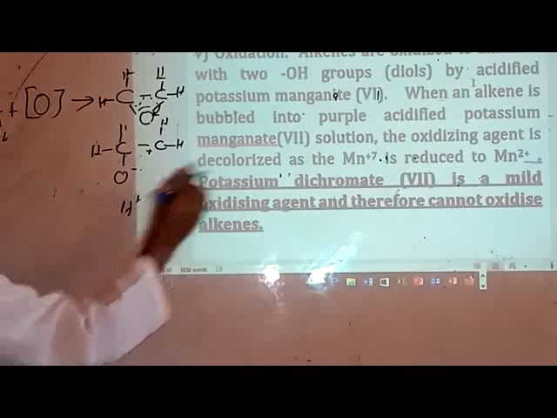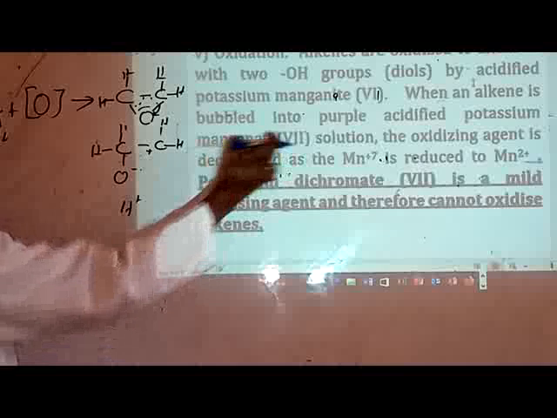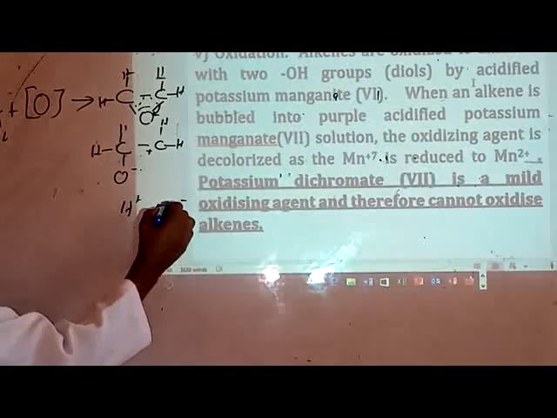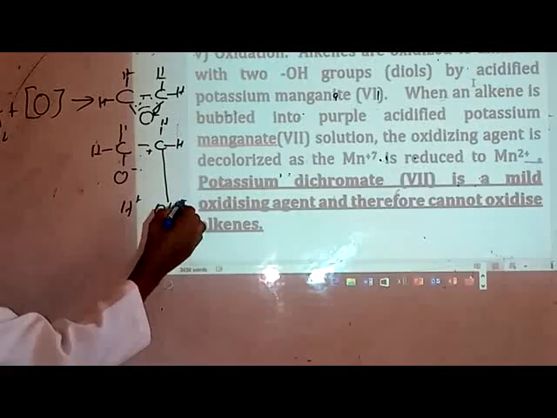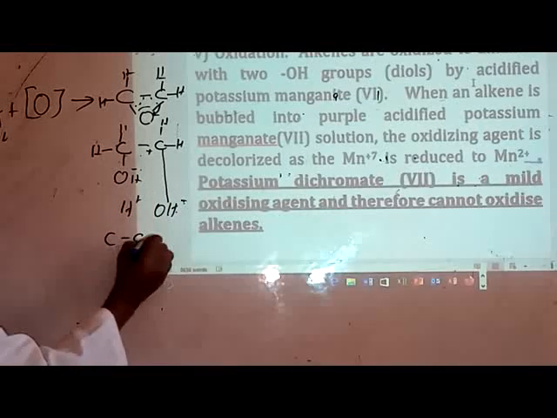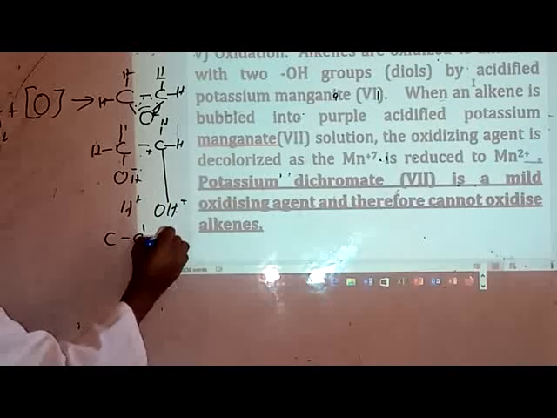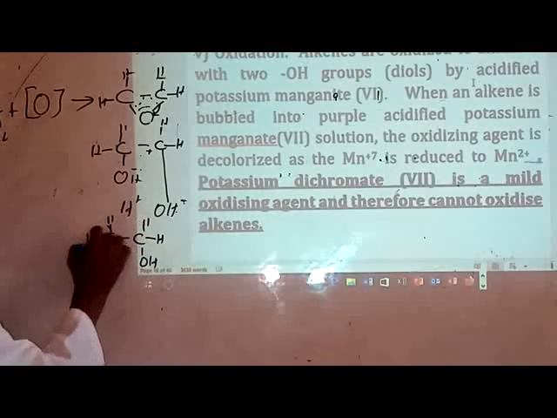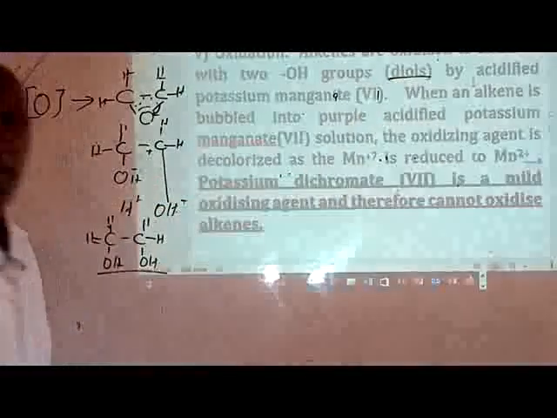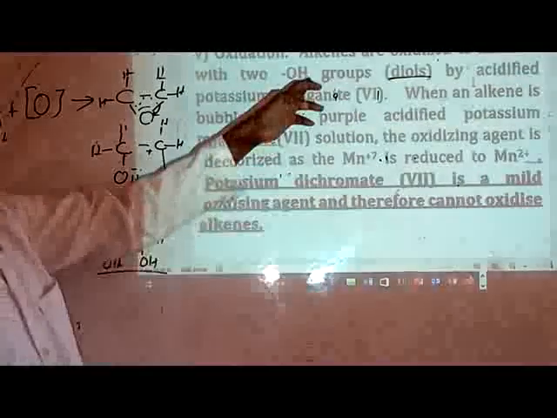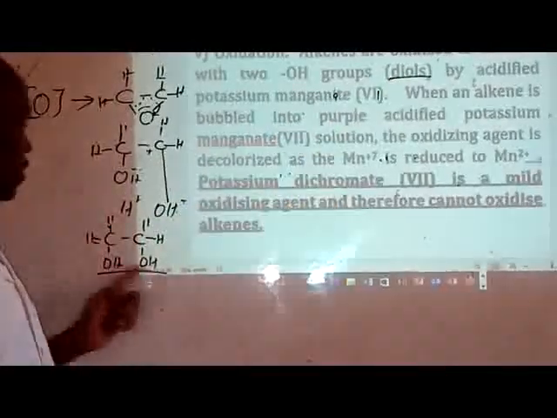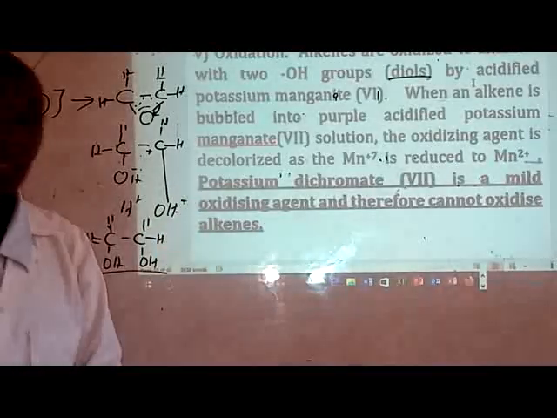Then, because the permanganate will be dissolved in water, we'll have H and OH. So the negative and positive ends will bond there. So what do you have now? OH, OH. Now this is what you call a diol. A diol, of course, is an alkanol that has 2 OH. So that's a diol. That is what you get when you oxidize alkenes.